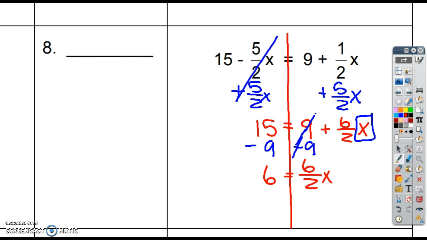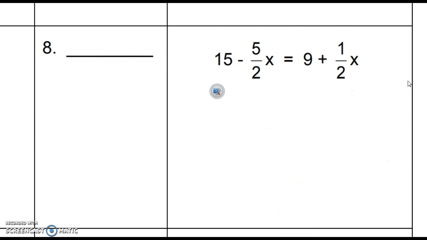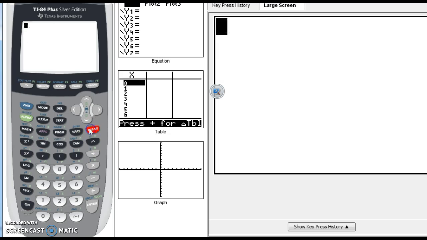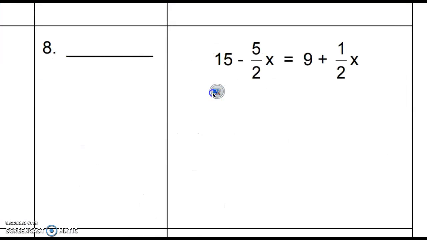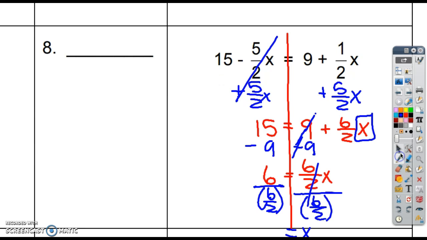Okay? The last thing is I see they multiplied my x by this fraction, 6 over 2. So if they multiplied it, I'm going to divide it. Okay, so on this side it cancels. My x is equal to, what is 6 divided by 6 over 2? Let's do that on the calculator. Clear this out. 6 divided by parentheses 6 over 2. Fractions always go in parentheses. Enter 2. Okay. So your x is equal to 2. We want to write it with the variable first.